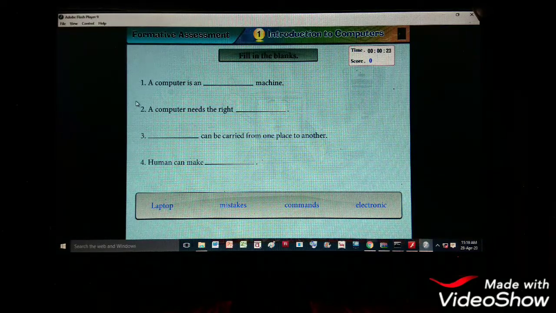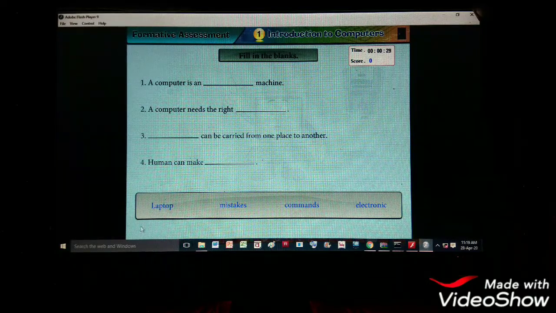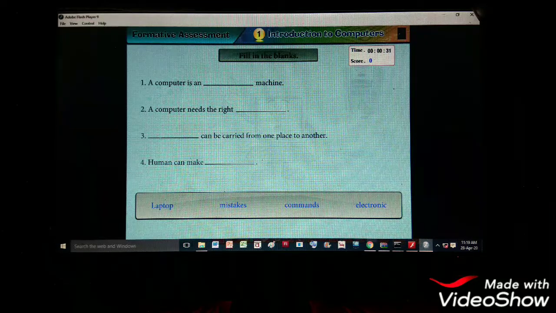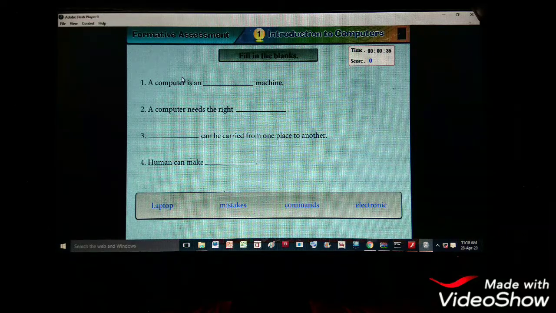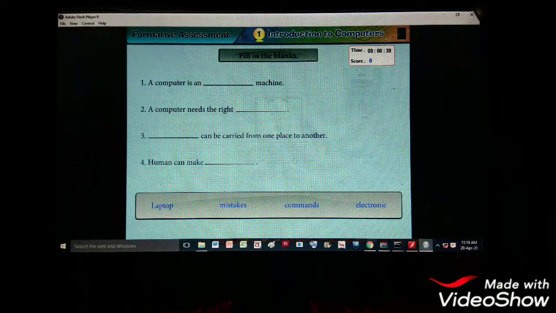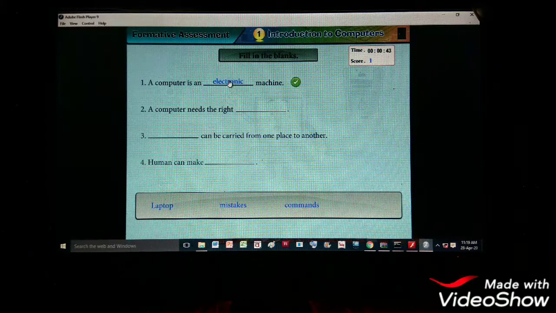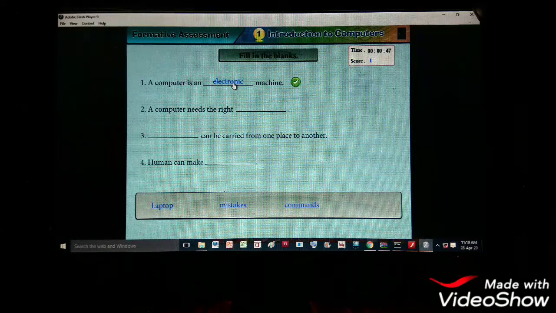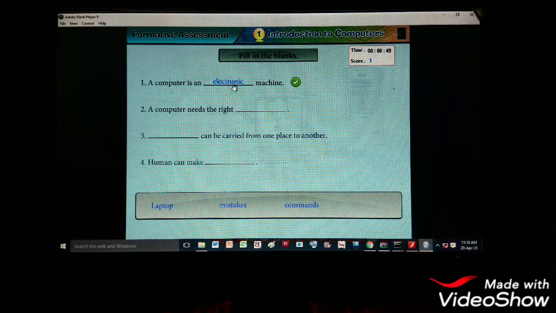Suppose the first question: a computer is an dash machine. A computer is a laptop machine? A computer is a mistake machine? A computer is a command machine? No, a computer is an electronic machine. So we have to place it here, and you will write using a pencil. Okay, next, come to the next question.